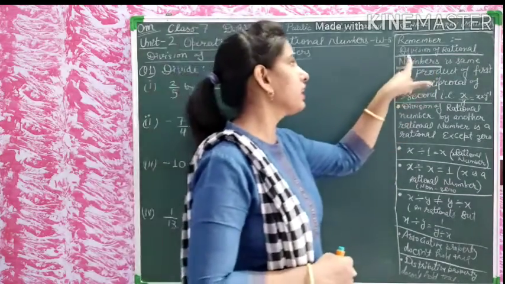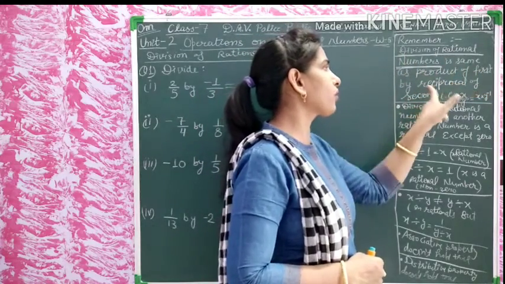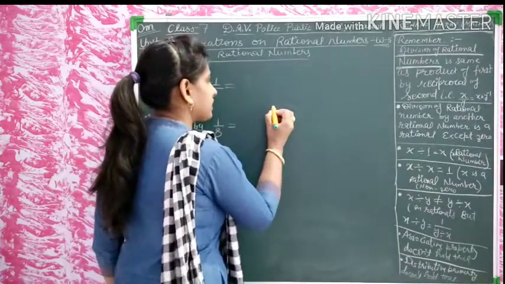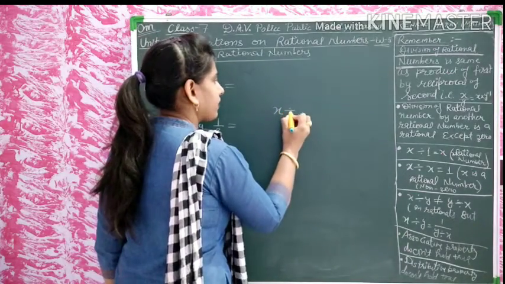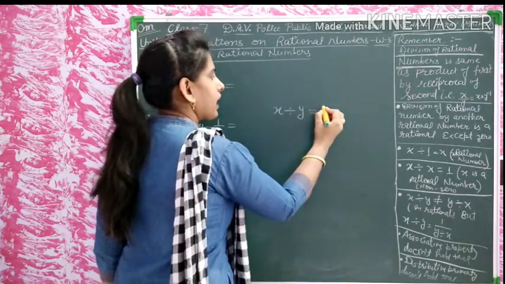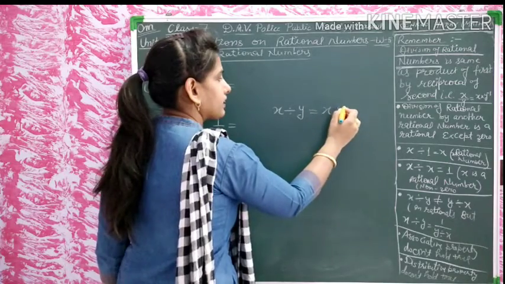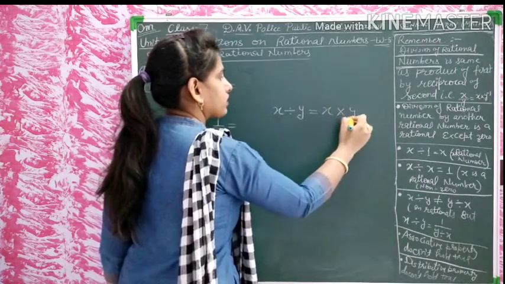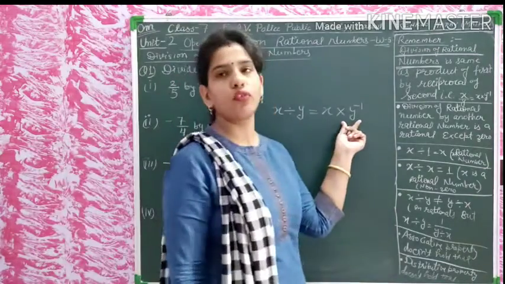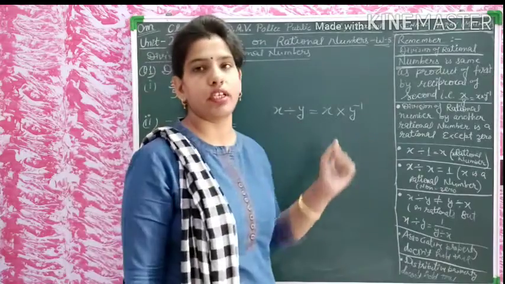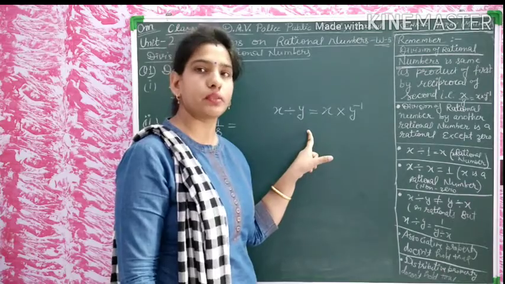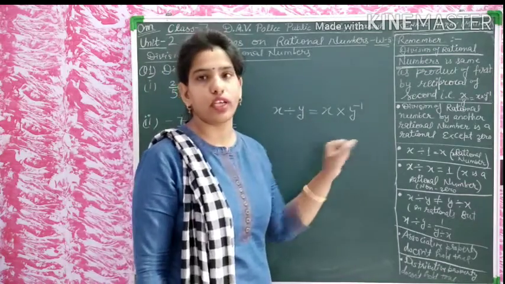Division of rational numbers is the same as the product of the first by the reciprocal of the second. Division of rational numbers means x divided by y. Division of two rational numbers is the same as x multiplied by the multiplicative inverse, or reciprocal, of y. Both are the same here. If you want to divide rational numbers, it means you have to do x into y inverse.